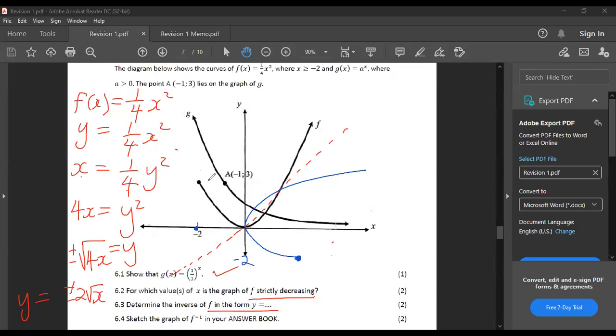Always draw this line so that you can see that this mirrors this side. This mirrors the other side. So this is your F inverse. Okay, this should be clear.